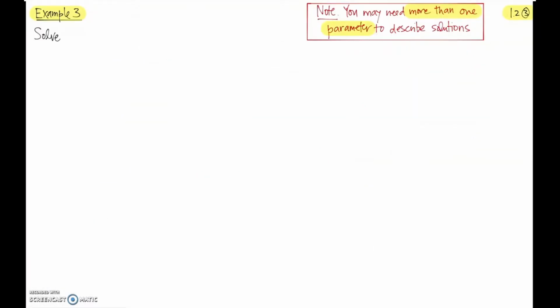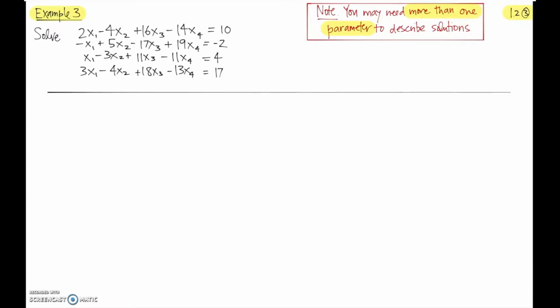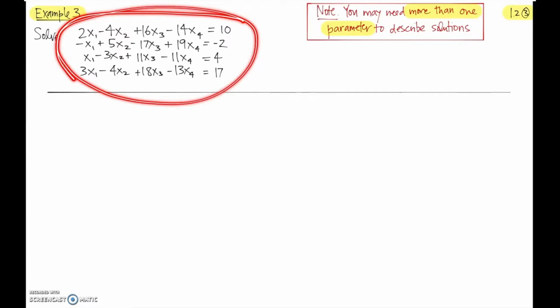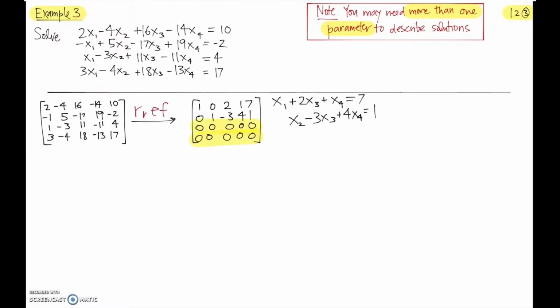As we go on to example 3, one note that we need to mention is you may need more than one parameter to describe solutions in a dependent system. This time, the system of equations that we're going to solve is this right here. I put that system of equations in a matrix. I had my calculator do reduced echelon form, and this is what I got out. This time I actually got 2 rows of zeros, but I interpreted the first line and interpreted the second line.